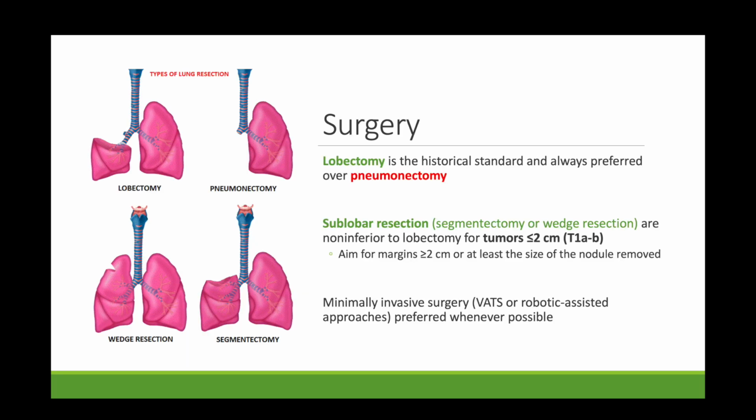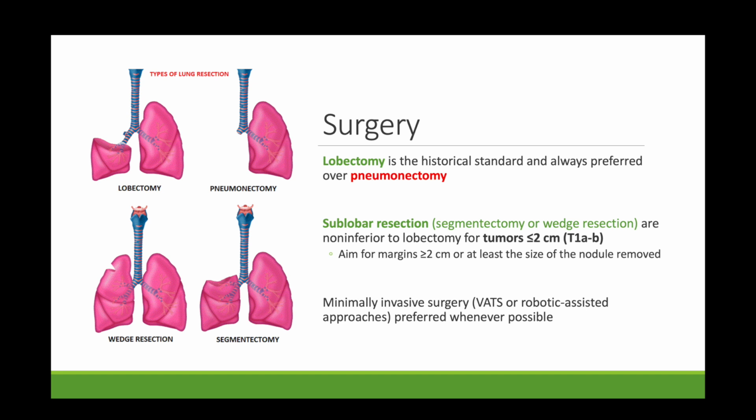So just to go into some more details now about all these options we talked about. We mentioned surgery is an option. So whenever possible, we prefer lobectomy. And lobectomy is really the historical standard. It's preferred over pneumonectomy, which is where we take out the entire lung. As you can imagine, patients do much better when they just have part of their lung removed, so a lobectomy rather than a pneumonectomy.